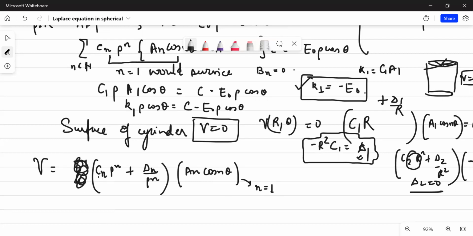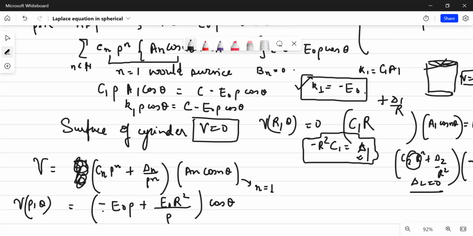If I multiply A1 into C1, this will give me minus E naught, so this will be like minus E naught rho. Plus A1 into D1. A1 into D1 would be what? D1 will be minus R square C1 into A1. This will be like E naught R square upon rho, and this is into cos theta. So this is your potential as a function of rho and theta. Is that clear?